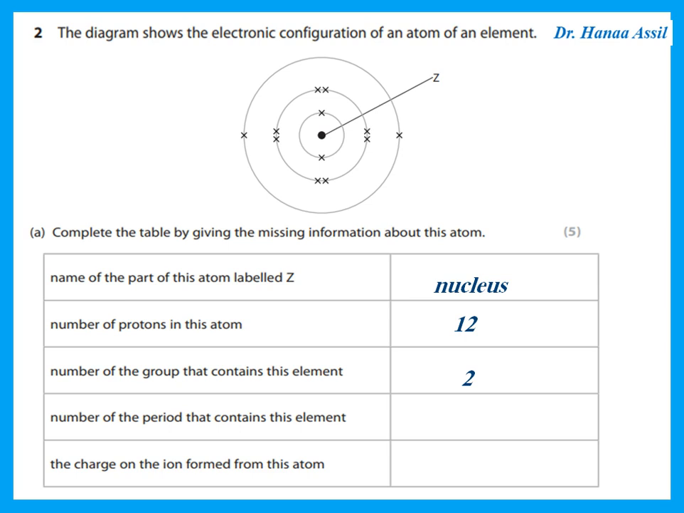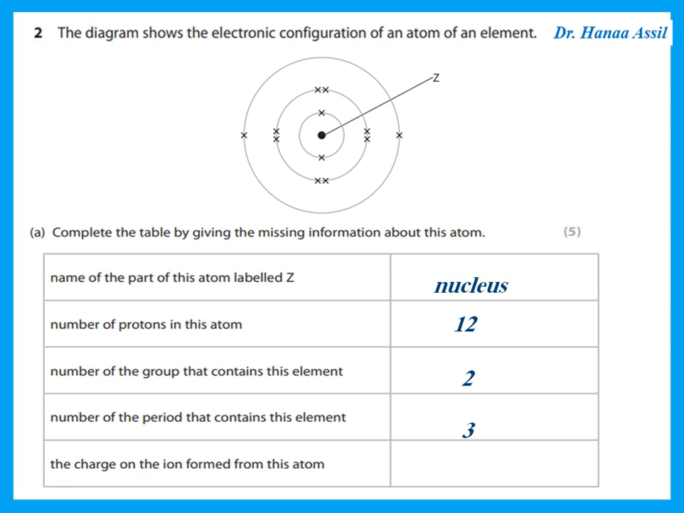The number of the period that contains this element. How do I know? This would be in which period? The number of the period is the same as the number of energy levels. So how many energy levels does it have? It has 3. It will be in period 3.